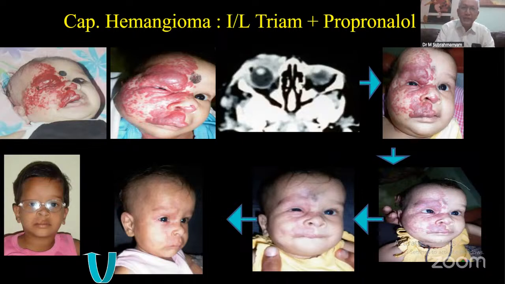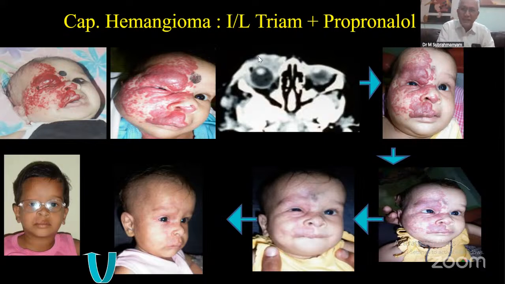If the tumor is big enough and obstructing the pupil, as in this case, to hasten the absorption, we can give intralesional triamcinolone, about 10 to 20 milligrams, depending on the size of the tumor, intralesional and perilesional triamcinolone, so that it absorbs very fast, and the pupil gets uncovered, and the chances of developing amblyopia are reduced, not totally zero.